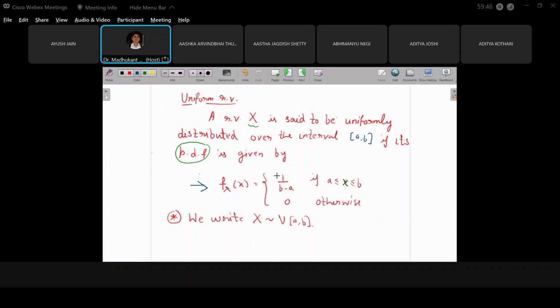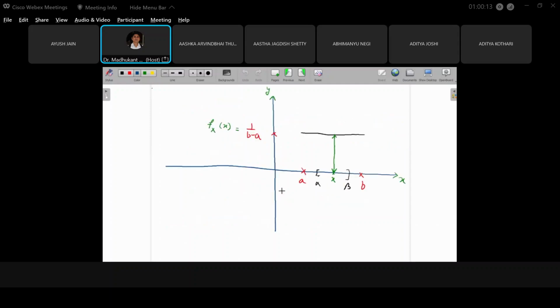If it is defined as this, then we say x is a uniformly distributed random variable over the closed interval [a, b], and we write x follows this. Now if you draw the picture of this, how does it look? It's a line.